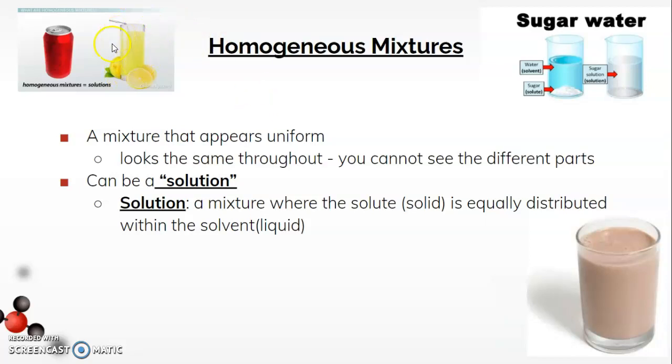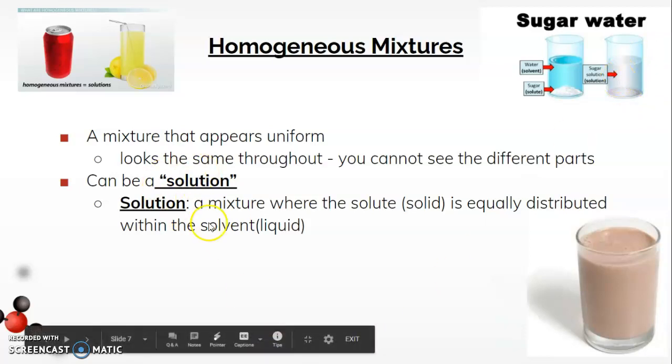So for example, like our lemonade up here, lemonade has water, lemon juice, sugar. It has all these different substances in it, but throughout the whole liquid, it looks about the same. Same with our sugar water over here. It has sugar and water combined together, but we don't see those individual sugar particles. It looks the same throughout the whole glass, right? So we can call those things solutions.